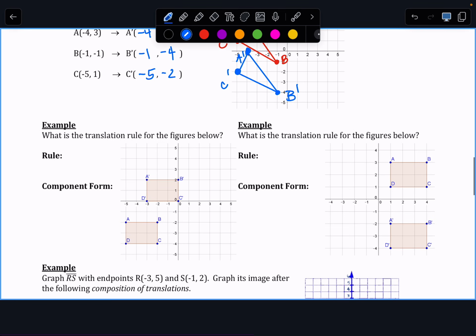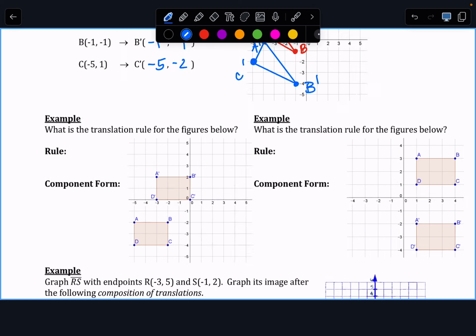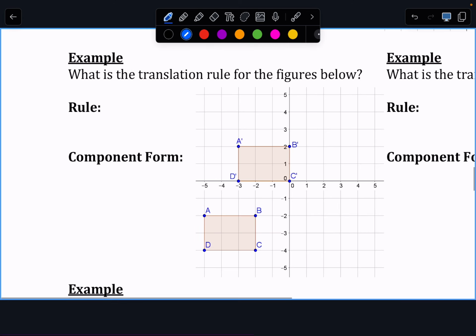All right. I want everybody to talk to their elbow partner. How do you get from the pre-image to the image in this one right here? I'll give you 30 seconds. Ready, set, go.